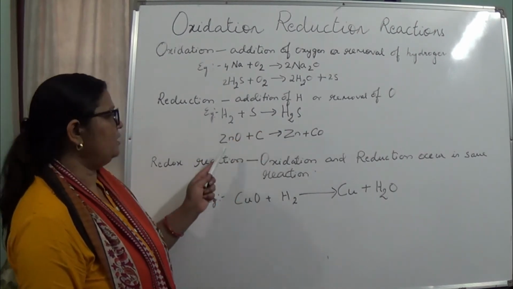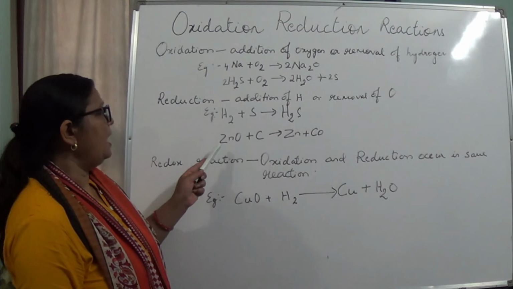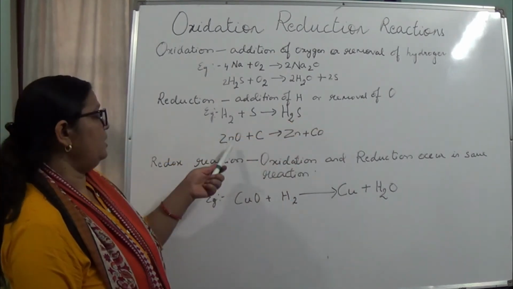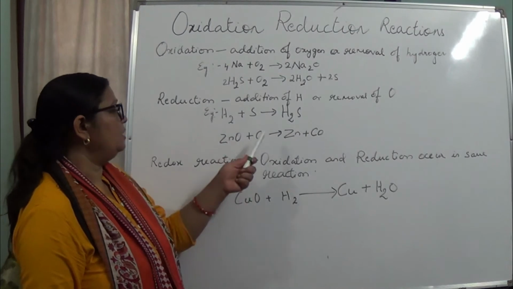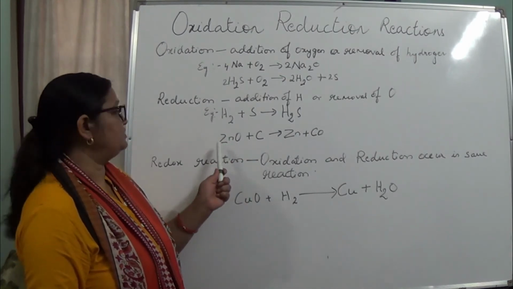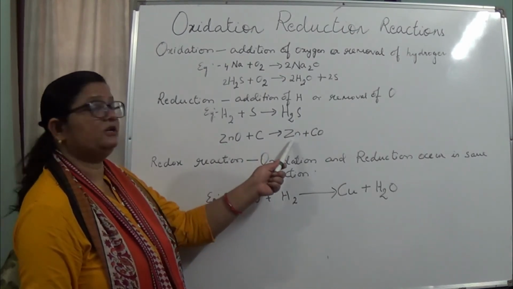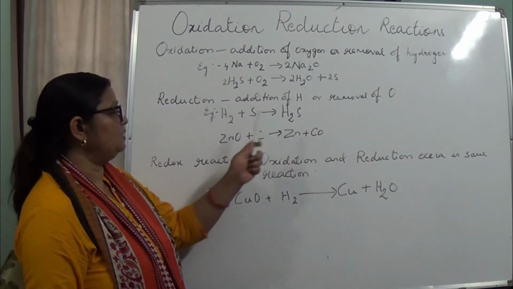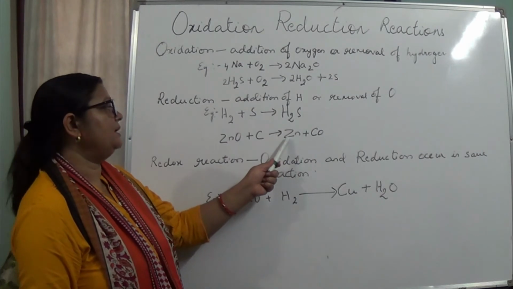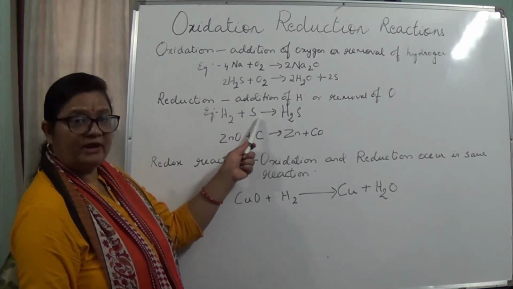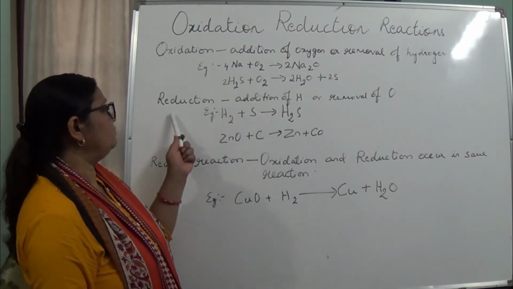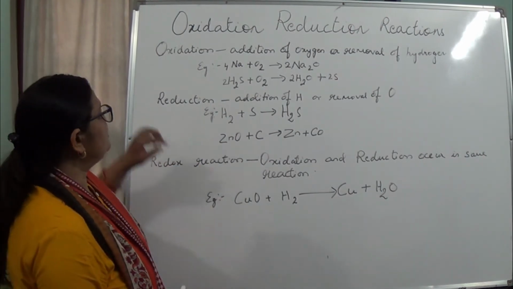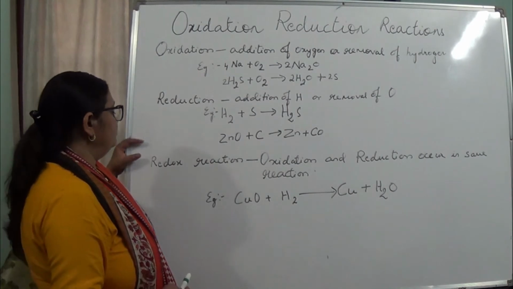Here, what is happening? We can also define reduction by removal of oxygen. So here oxygen is being removed, and as a result zinc oxide is becoming zinc, so it is being reduced. So here removal of oxygen has taken place, and there addition of hydrogen has taken place, to explain the reduction reaction.